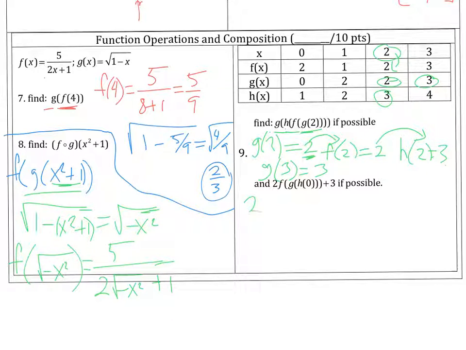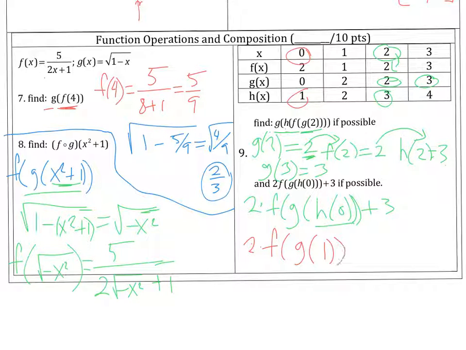Okay, we're going to do 2 times f of g of h of 0, and then plus 3. H of 0, do this in a different color. H of 0 is 1. So 2 times f of g of, we just found out that was 1, plus 3. G of 1, so it's 1. G of 1 is 2.